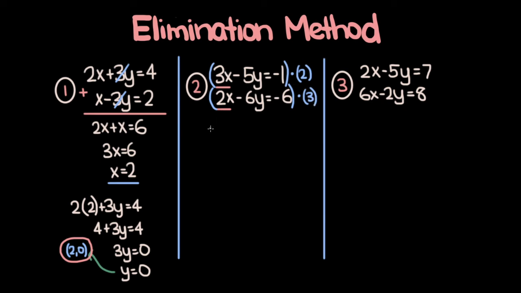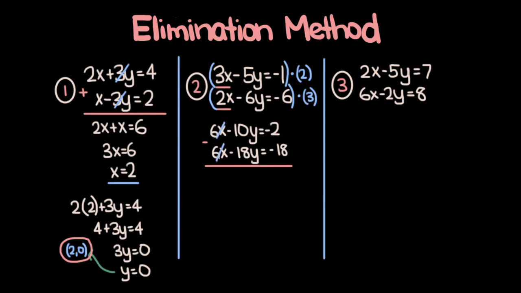So if we do that, let's start off with the first equation. We get 3x times 2, so 6x, minus 5y times 2, so minus 10y, is equal to negative 1 times 2, so negative 2. And if we do the same for the second equation, we get 2x times 3, so 6x, minus 6y times 3, so minus 18y, equals negative 6 times 3, so negative 18. And now, if we subtract the two equations, we'll be able to eliminate the x's.